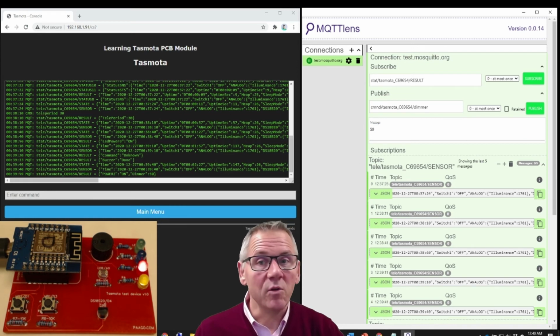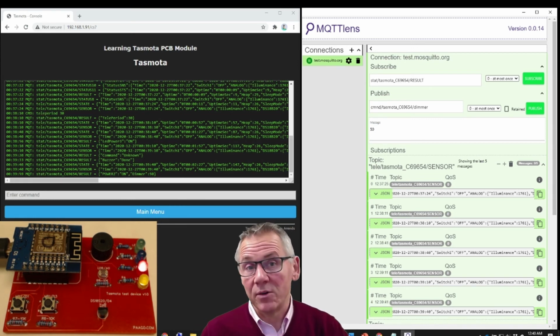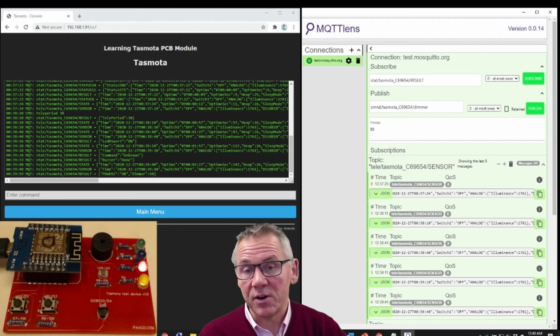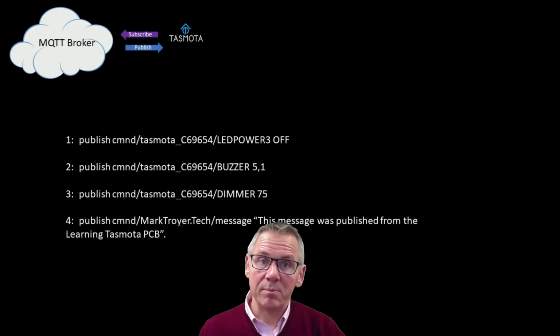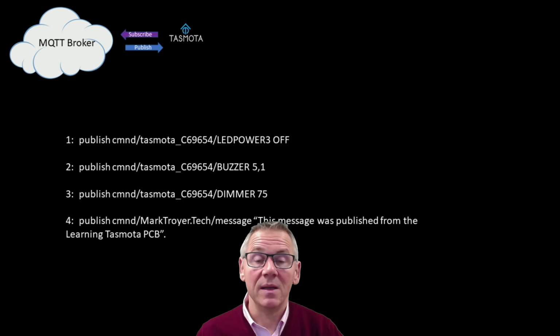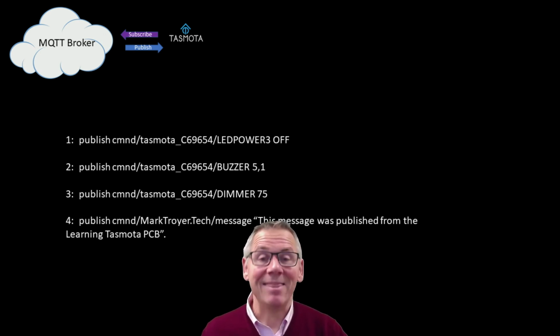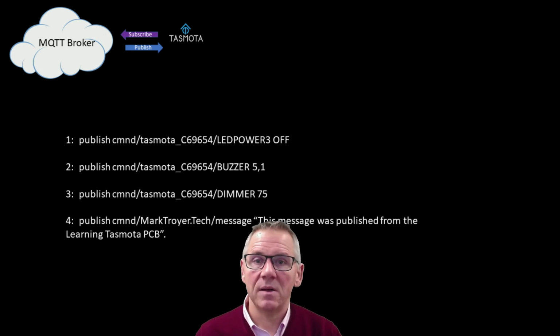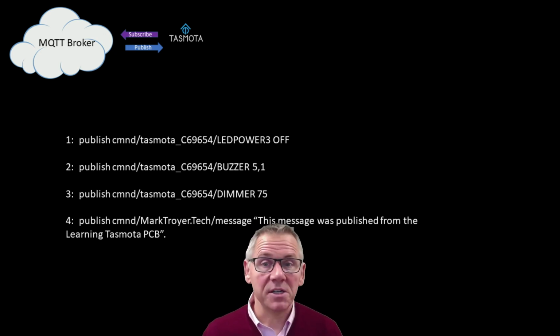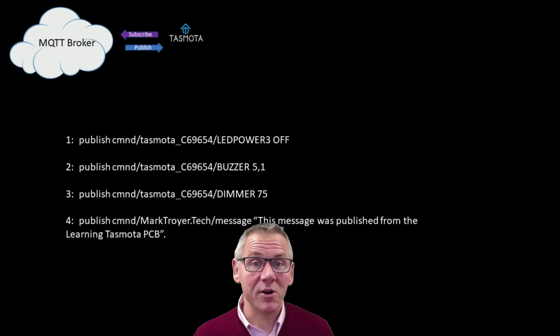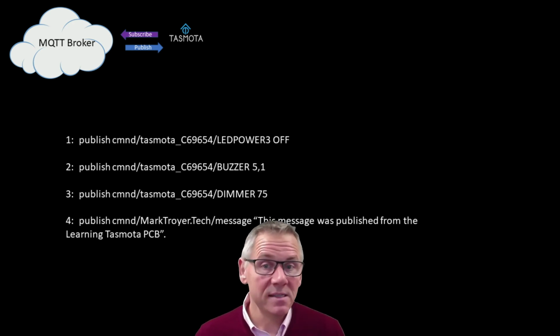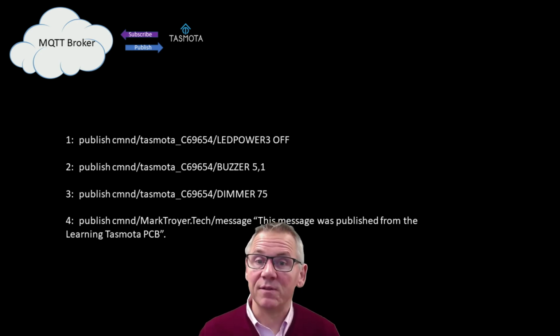It should be noted that we can publish these same commands from the Learning Tasmota PCB on the console interface. For example, we can run the following 4 commands, which will send out MQTT published messages directly to the broker. These, of course, will then come right back to the Learning Tasmota PCB and then actuate. Or we can make up our own topics, such as command/marktroyer.tech/message, and send a plain test message. This is a rule execution in episode 4.